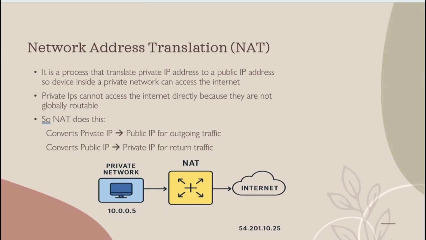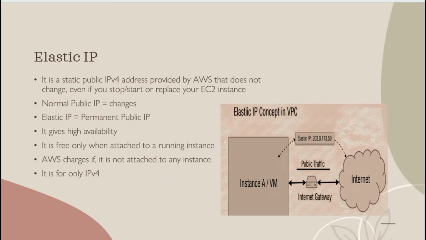And the next one is elastic IP. The elastic IP is a static public IP and it is provided by AWS. So unlike a public IP, the elastic IP does not change even if we stop or start or replace the EC2 instance.